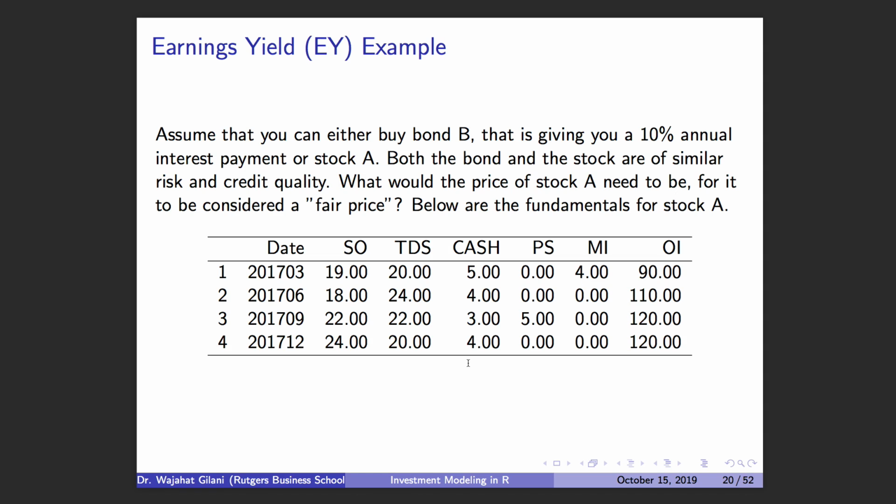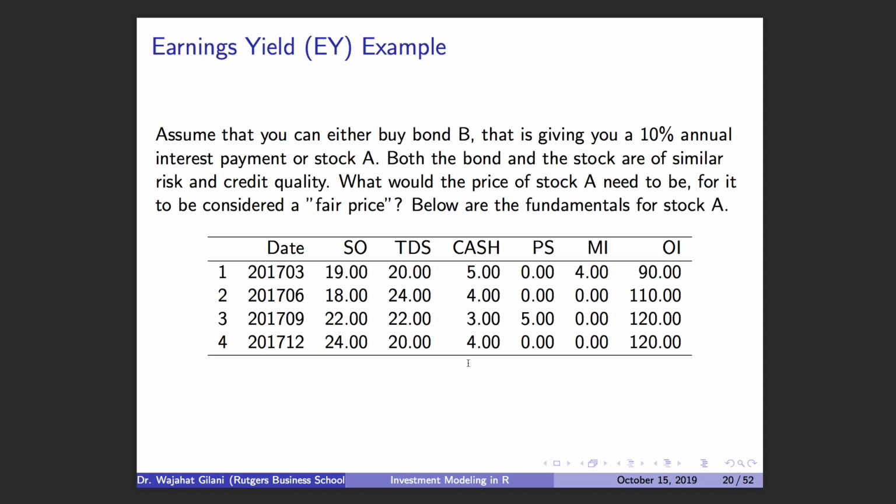Below are the fundamentals of stock A. What are we basically setting up here? We're setting up a situation where bond B gives you a pretty fairly certain payout of 10% a year. This is serving as my benchmark. That 10% is basically the yield I'm getting from that bond, the actual yield, if you want to think about it. Where are we headed here? If that's the case, what is stock A's yield?